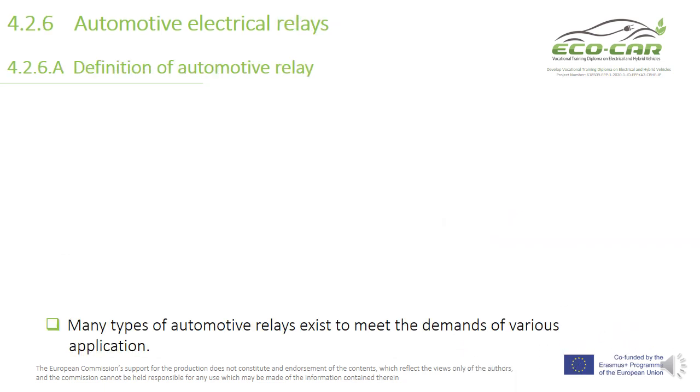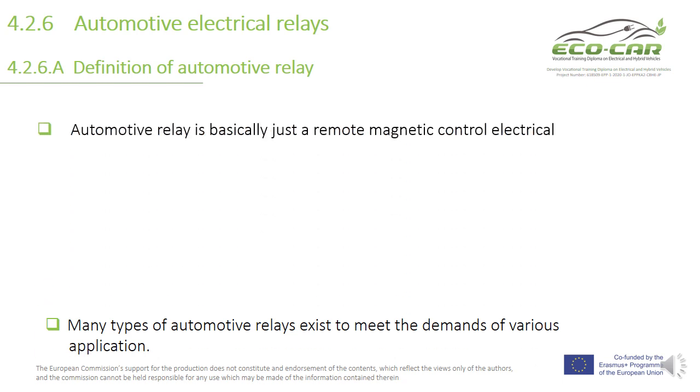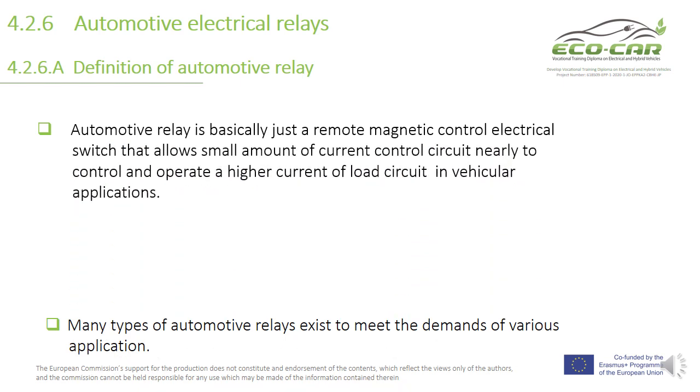Now let's talk about part number 6 of another kind of electrical switches, which is called control relays. What is the meaning of an automotive relay? An automotive relay is basically just a remote magnetic controlled electrical switch that allows a small amount of current in a control circuit to control and operate a higher current load circuit in vehicular applications.